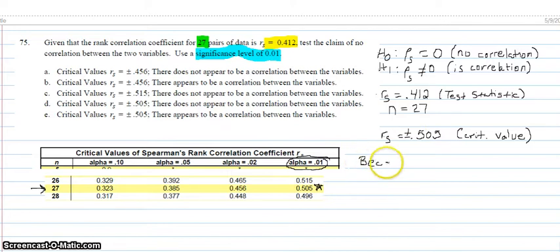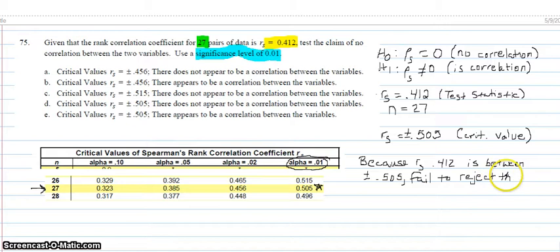So because R of S, the test statistic, 0.412 is between the negative and positive critical values, we fail to reject the null hypothesis. Meaning there's no correlation.